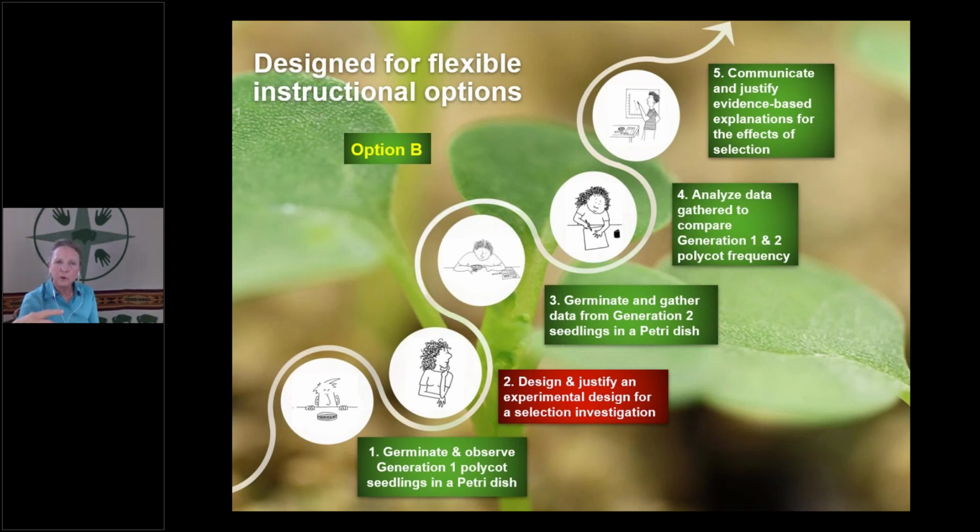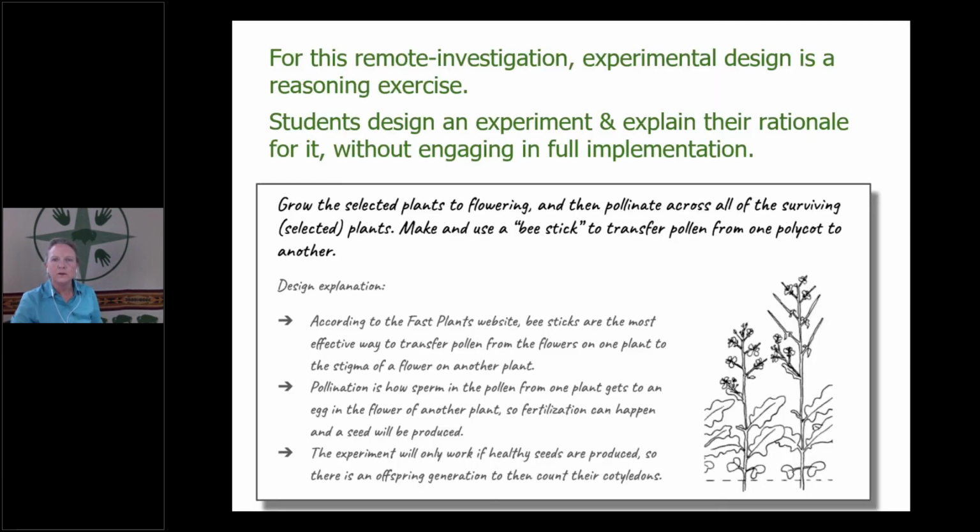However, it's really important that students do that step, and that's our chance to check for their understanding that these seedlings they were looking at in a Petri dish could be part of an experiment where they would be grown to flower and reproduce seed that we could then germinate and look at to compare the first and second generations' frequency of polycots. And in the next slide, we have an idealized example of a way that you could do this remotely.